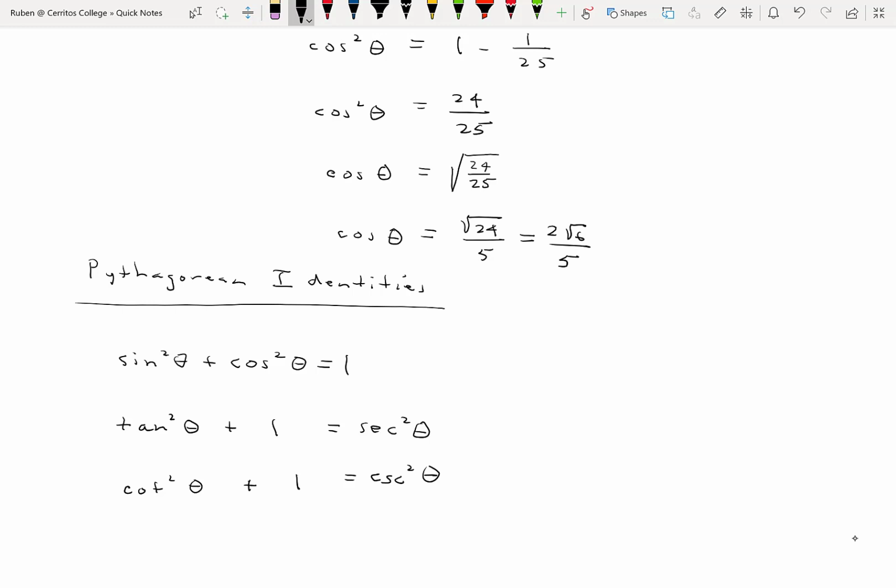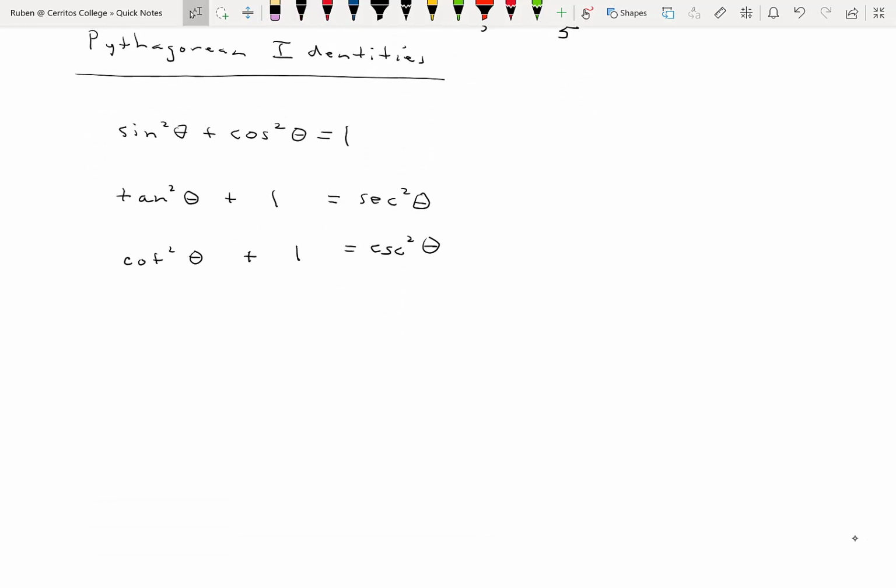Okay? So how do we get that second Pythagorean identity? How in the world am I going to get tangent squared theta plus 1 equals secant squared theta? I want to show you that. I want to look at the first Pythagorean identity, sine squared theta plus cosine squared theta equals 1. And I want to divide both sides by cosine squared theta.